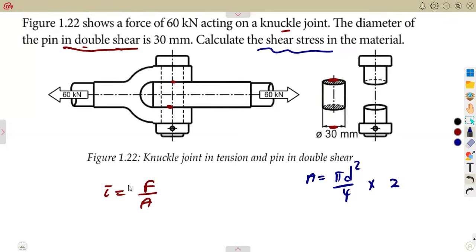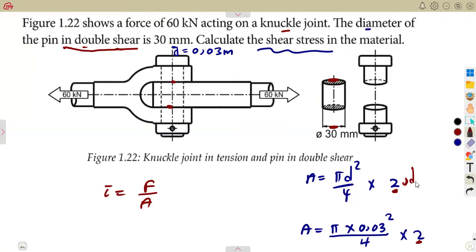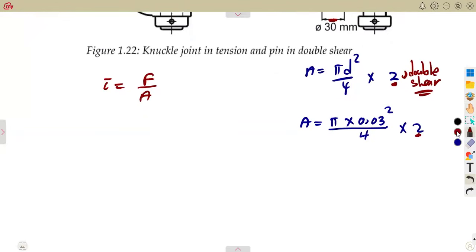Automatically. Or use it there. It's one and the same thing, depending on the textbook that you're using. So it's pi times the diameter, as we are given that the diameter of this is 30 millimeters, 0.03 meters. So you're just going to consider that squared over 4 times 2. The 2 there is for the double. The double what? The double shear. That is where it is playing a role. The double shear has played a role in the calculation of the area.